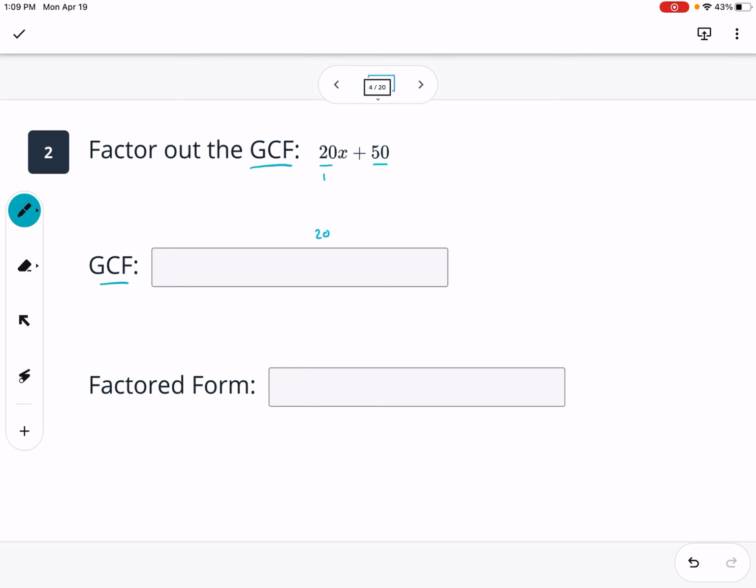1 times 20 is 20, 2 times 10, 4 times 5, right? You could list all the factors. But when I look at 20 and 50, I right away see that they both end in 0, meaning they're both divisible by 10. And I think to myself, okay, well, is there a bigger number? Because 10 times 5 is 50, so 10 is a factor of 50. Is there a bigger number that multiplies to both of them? Can I multiply 20 to get 50? No. Okay, so the GCF is 10.